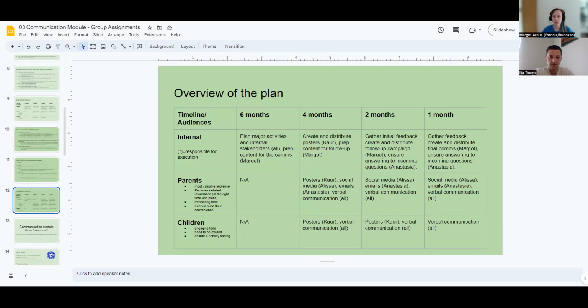there should be a follow-up campaign and also social media campaigns, emails, verbal communications again towards the parents and also towards children themselves. And about 1 month in advance, we would do the last reminder that the end of registration is nearby. Could you please register if you are interested? A follow-up campaign again in social media, via emails, verbal communication. Then Anastasia would be responsible for managing the emails, and Elisa would be responsible for the social media.